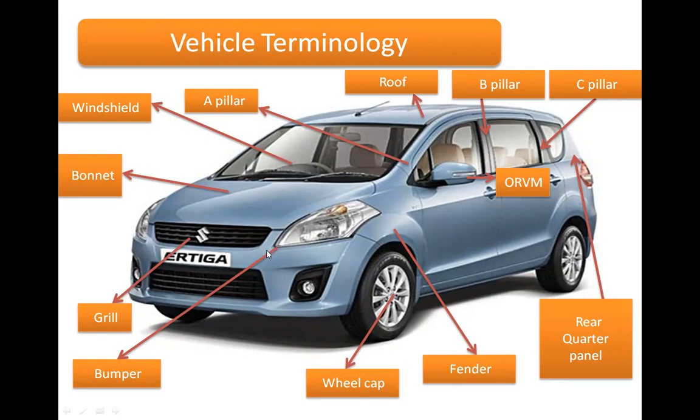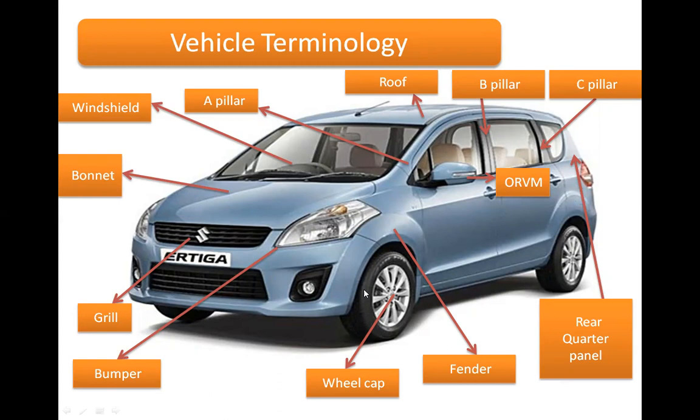Then here there is a bumper. This part is called a bumper. Then this one is the windshield. This front face part is called a pillar. Basically, the bodies are categorized into three pillars: A pillar first, then B pillar, and then the C pillar. This top frame is called a roof, and a rear quarter panel is provided at the back side of the vehicle.